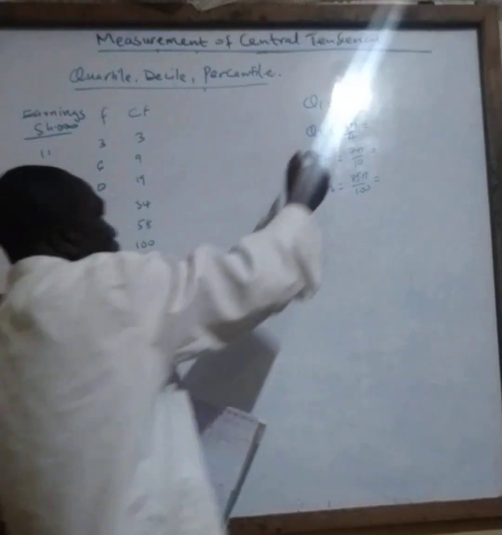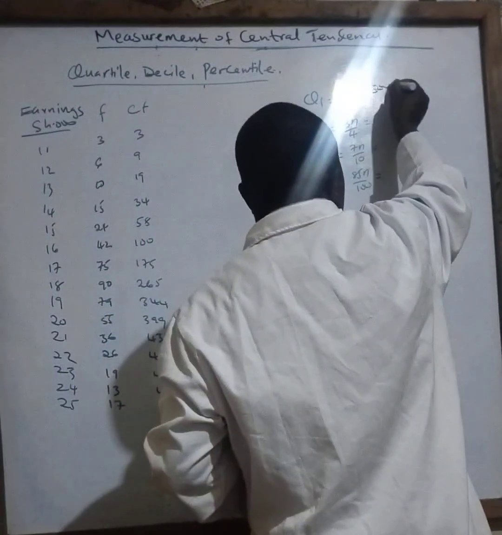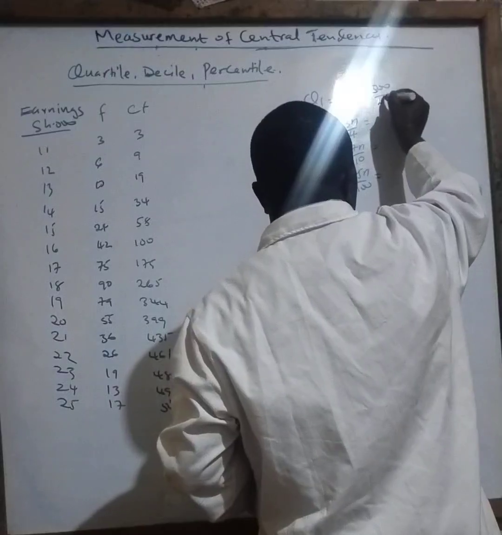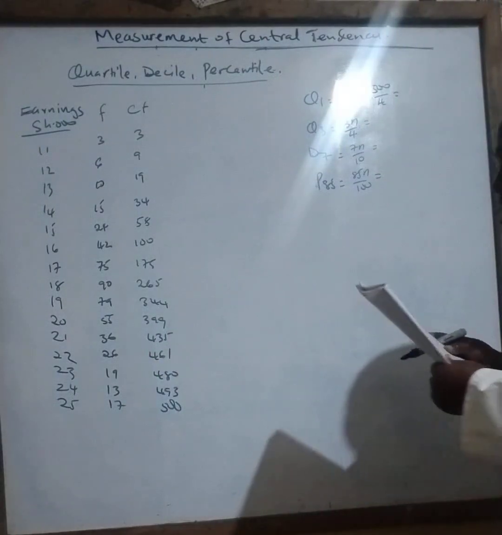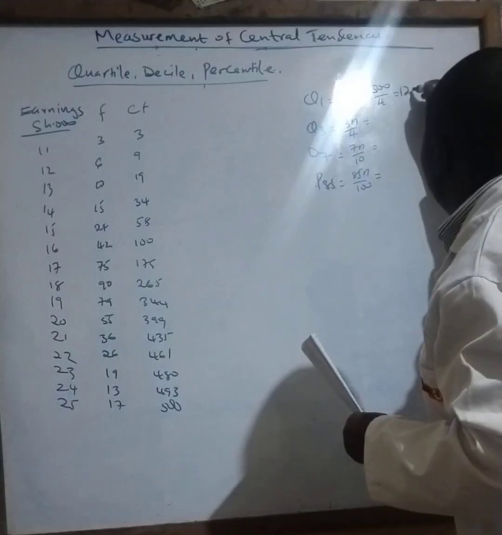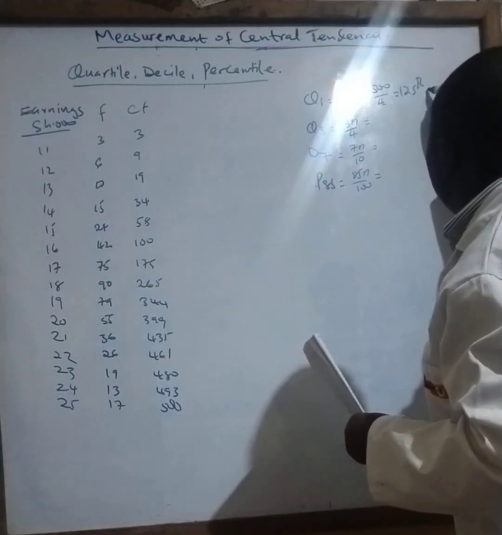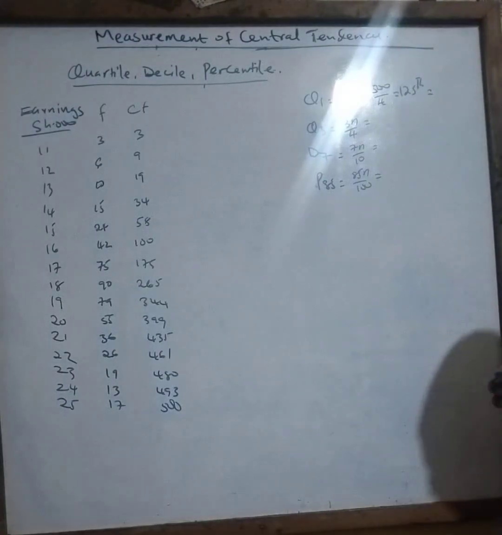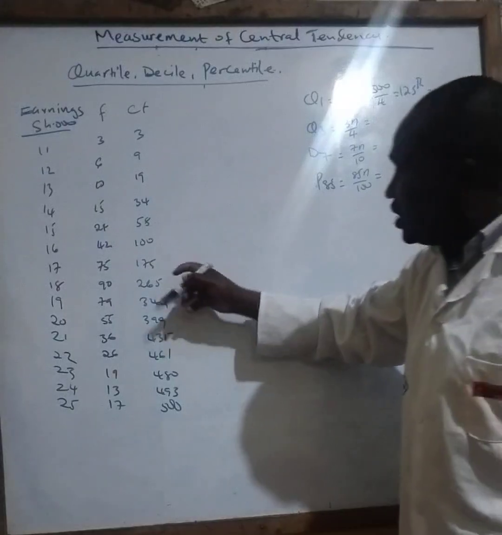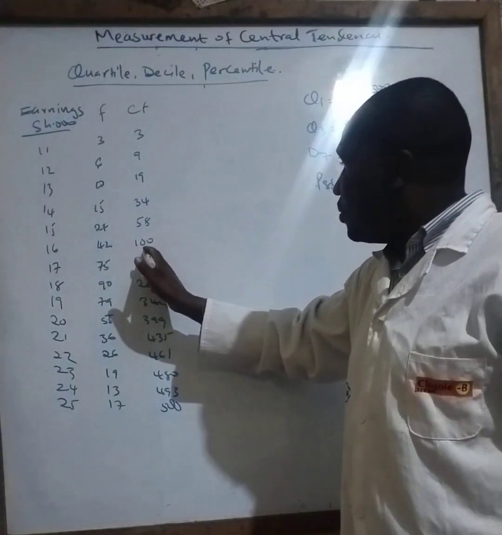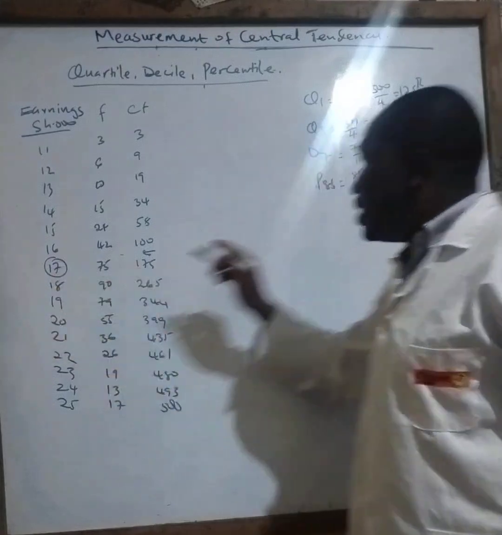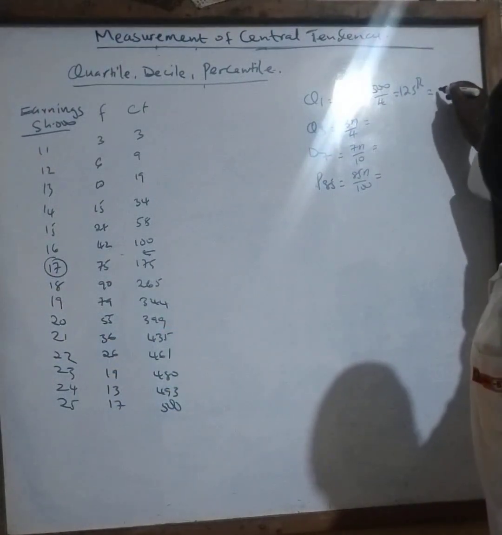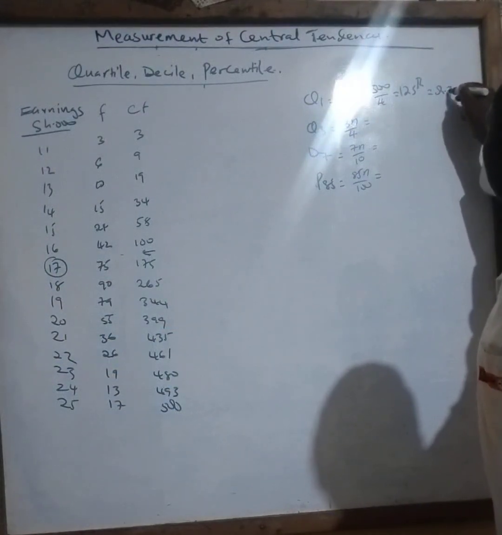So for Q1, n is 500 divided by 4. What is your answer, class? If you work that out, your answer is 125. But 125 is not the answer. So you go and locate where is 126. It is in between here. So you follow like that, then you locate. So the answer there is 17 shillings, 17,000.